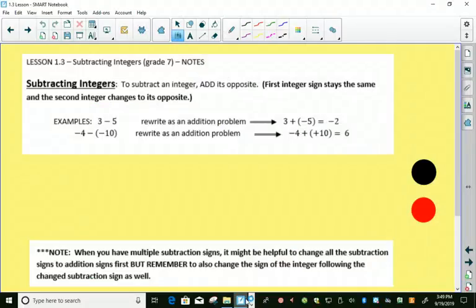Alright, today we're going to be talking about subtracting integers. We used the counters yesterday to come up with some rules with subtracting integers. Today we're going to make a rule for subtracting integers, but then use the counters to verify that it actually works. So subtracting integers, you are just going to add its opposite. Maybe you want to get a highlighter out and highlight that: to subtract an integer, we just add its opposite.